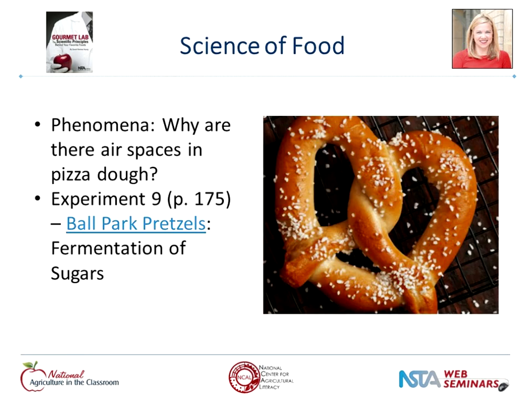So for ballpark pretzels, the phenomenon we're investigating here is really why are there air spaces in pizza dough? And so, really linking back to the phenomenon of the flabby pizza, it's a very similar discussion in regards to looking at fermentation of sugars, air pockets, how are those created, and how does that create a different texture in regards to this particular lab.